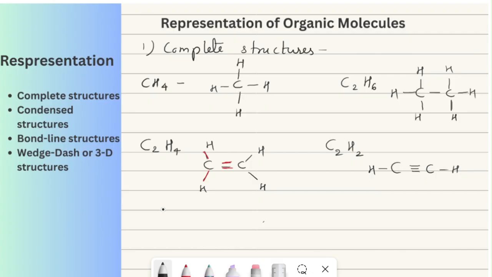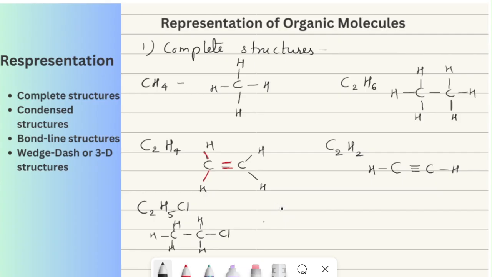Now, we can even show a complete structure for heteroatoms. Heteroatoms means atoms other than carbon and hydrogen, like oxygen, nitrogen, halogen, right? Let's take the example of C2H5Cl, right? Chlorine is the heteroatom. In that case, you write down carbon-carbon-chlorine, right? And then you have to place 5 hydrogens on the 2 carbon atoms.